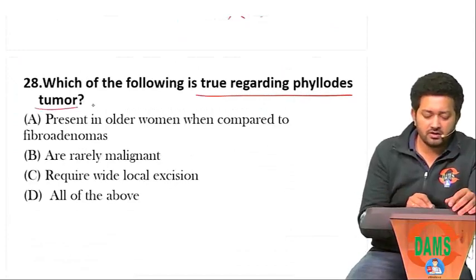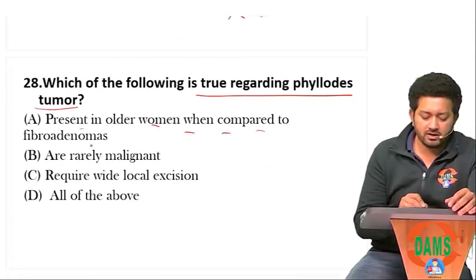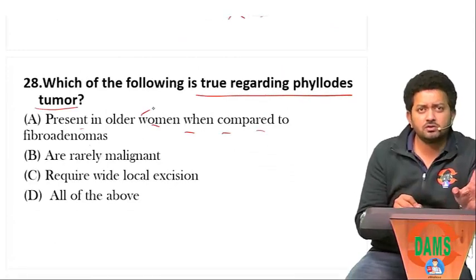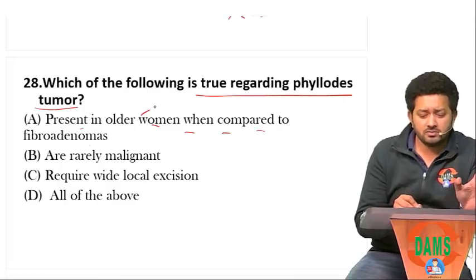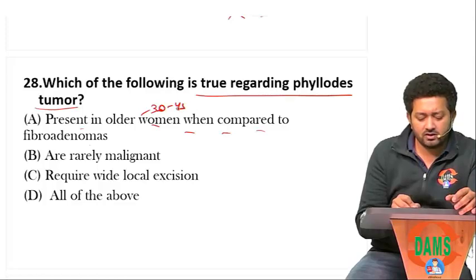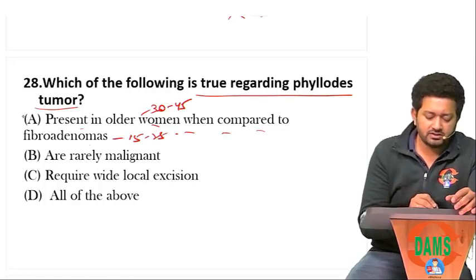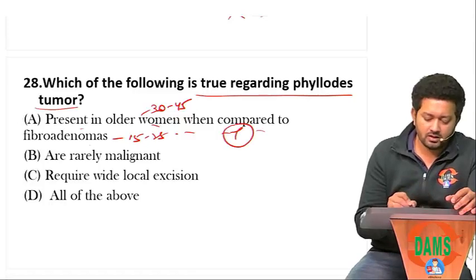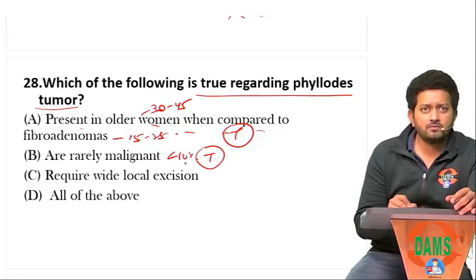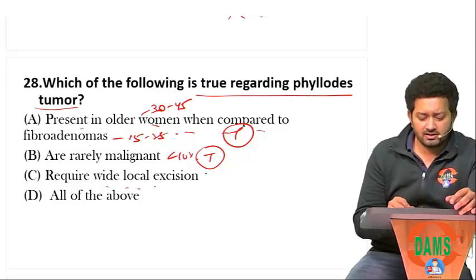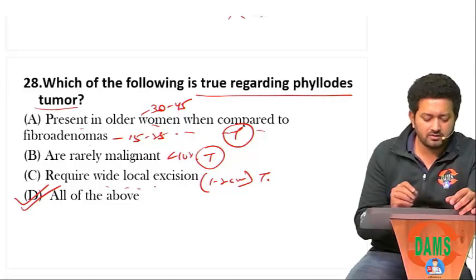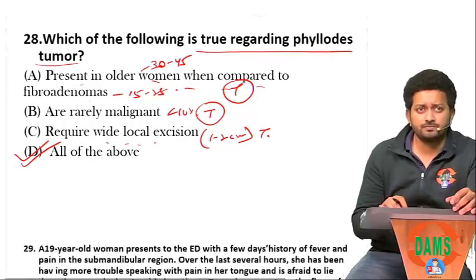True regarding phyllodes tumor present in older female when compared to fibroadenoma. Yes, usually phyllodes tumor is seen in the age group of 30 to 45, fibroadenoma 15 to 25. So this is true. Rarely malignant, less than 10% are malignant, mostly benign. True. Requires wide local excision taking 1 to 2 centimeter margin. That is also true. So all of the above statements are true.